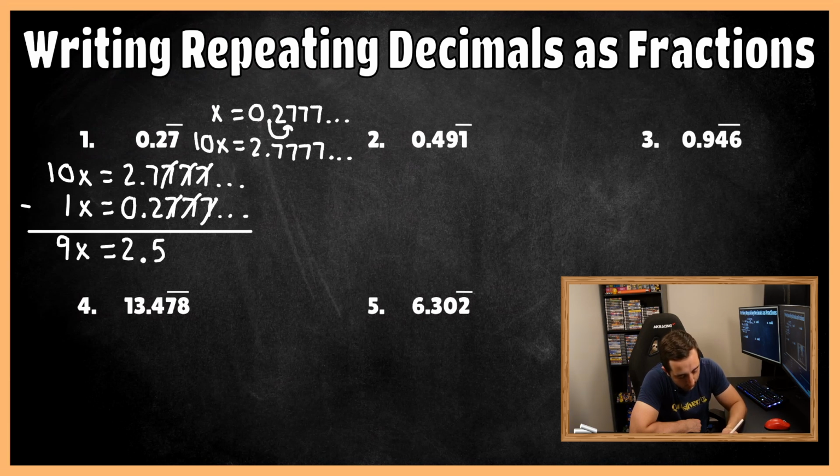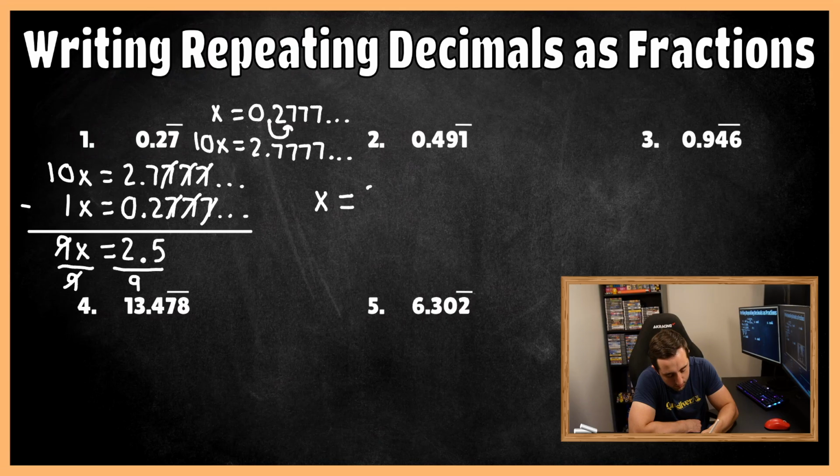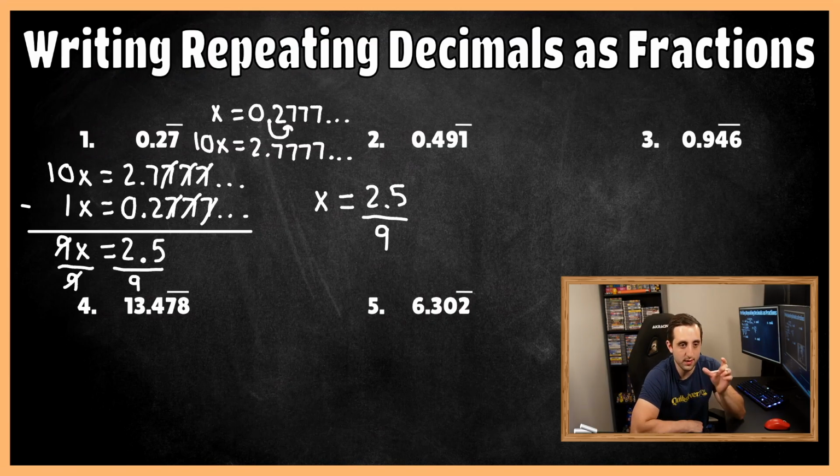And now we can go ahead and divide both sides by 9 to get x by itself. So divide by 9, divide by 9, the 9's cancel, and we're left with x equals 2.5 over 9, which obviously isn't the fraction that we want because we have a decimal up top. Well, how do I move that decimal point one place value to the right? We already did it in the previous questions. All we have to do is multiply by 10. But if we multiply by 10 in the numerator, we also want to do it in the denominator.